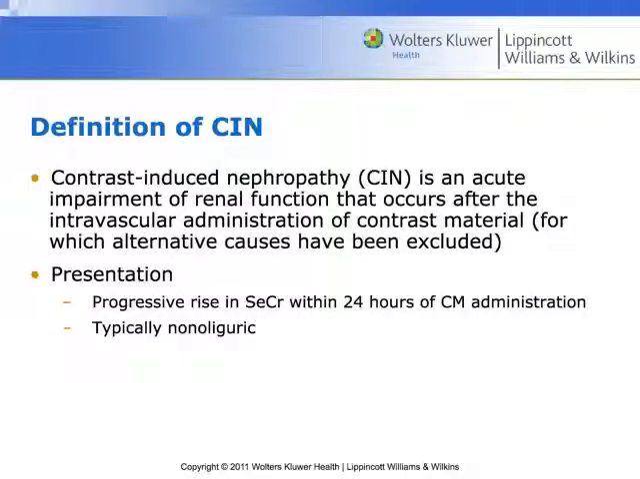So CIN is an acute impairment of renal function, and it can occur after intravascular administration of contrast media. We are going to see a progressive rise in serum creatinine in this patient. Again, those crystals are forming in the glomerulus of the kidney, and they ain't going away. So less and less creatinine is being filtered out of the blood, and the nitrogen levels are rising.